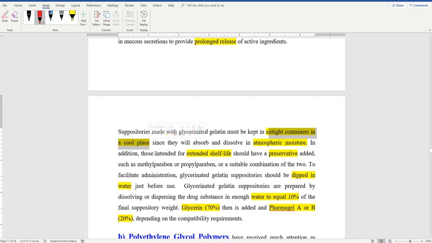That's why also, in order to extend the shelf life of the suppositories, so that they last a longer period, not 1 month or 2 months, usually a preservative is added. A preservative is added to the constituents of the glycerinated gelatin suppositories, such as methyl parabens and propyl parabens, in combination or individually. Before administering the glycerinated gelatin, they should be dipped in water just before use to facilitate the insertion.